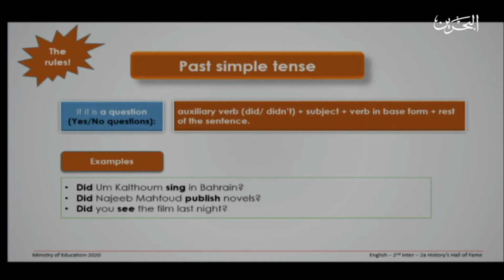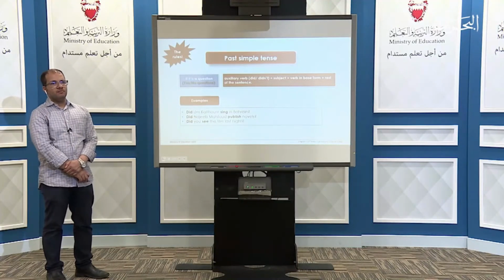In the case of yes or no questions, we have the auxiliary verb first, either did or didn't, plus the subject, plus verb in base form, and then we have the rest of the sentence. Examples are: did Kulthum sing in Bahrain? Did Najib Mahfouz publish novels? Did you see the film last night?